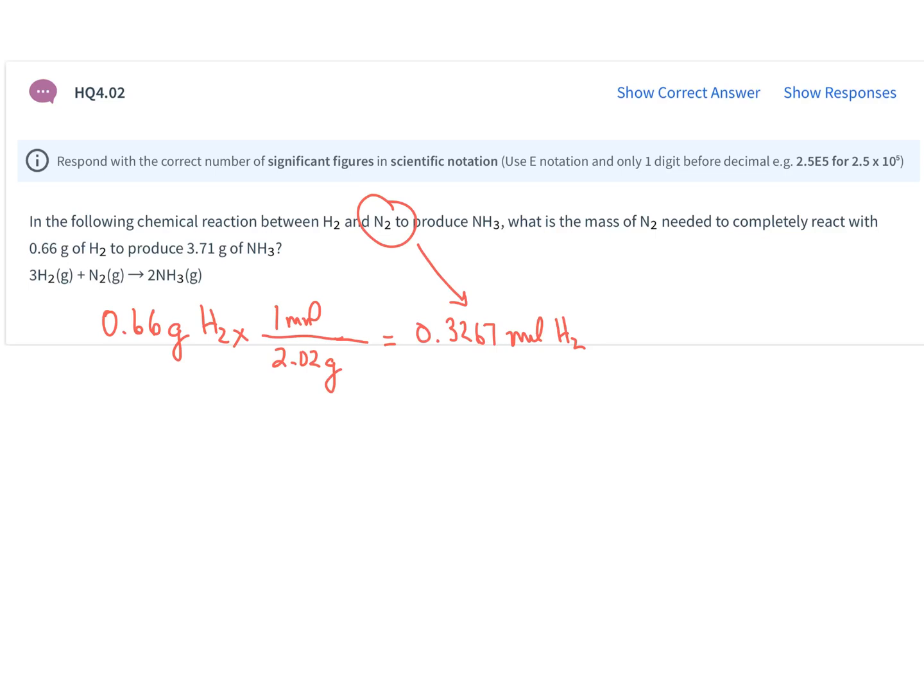For that conversion, right, we would go to the recipe. The recipe tells us for every 3 moles of hydrogen, you need 1 mole of nitrogen. We need 1/3 as much nitrogen as hydrogen. So to do that conversion, for every 3 moles of hydrogen, I have 1 mole of nitrogen that I need for that reaction. Using our dimensional analysis, we see that moles of hydrogen cancel. 0.3267 divided by 3, and we determine that I need approximately 0.1089 moles of nitrogen.